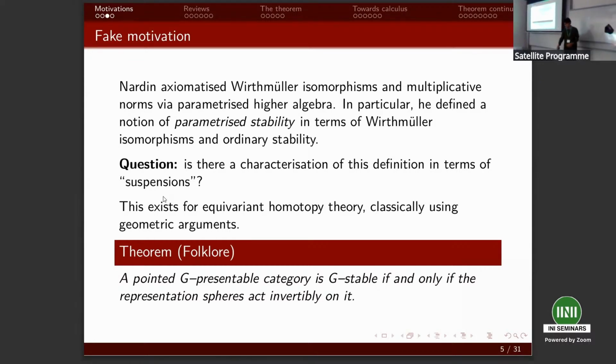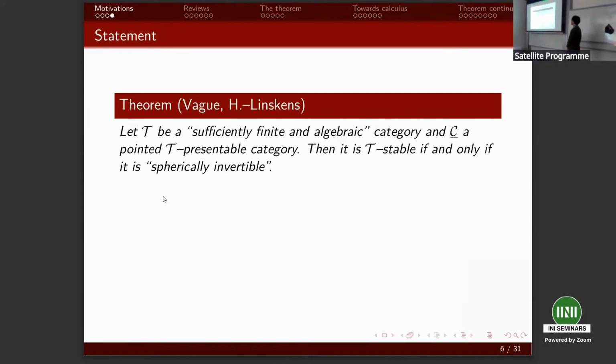And just to get a feeling for where this talk is heading, here's the theorem in its vague form, which I'm going to spend a lot of time trying to make precise. If T is a sufficiently finite and algebraic category, the kind of T that you should think about is the orbit category, let's say, the category that you're parametrizing over, and C is a pointed T-presentable category, whatever that means, then C is T-stable if and only if it is spherically invertible. At the moment it's just word salad, but the point of the first half of the talk is to make this precise. At least we know where we're heading.